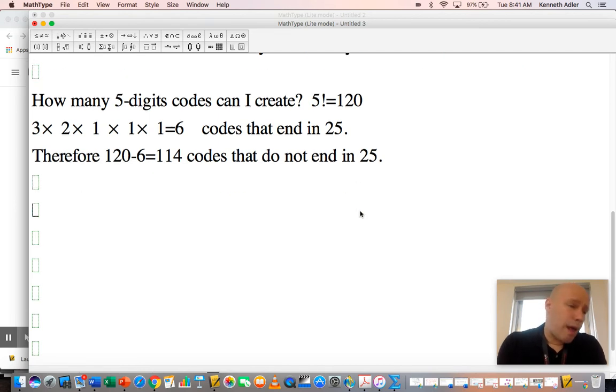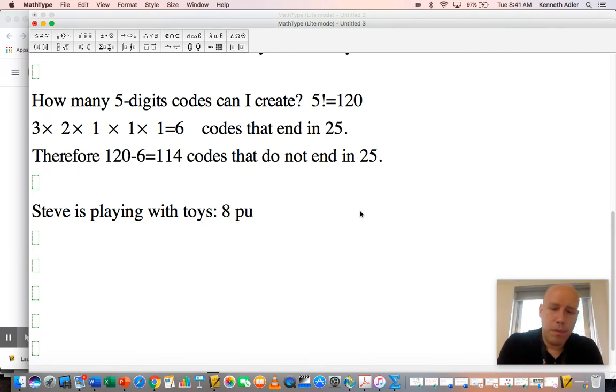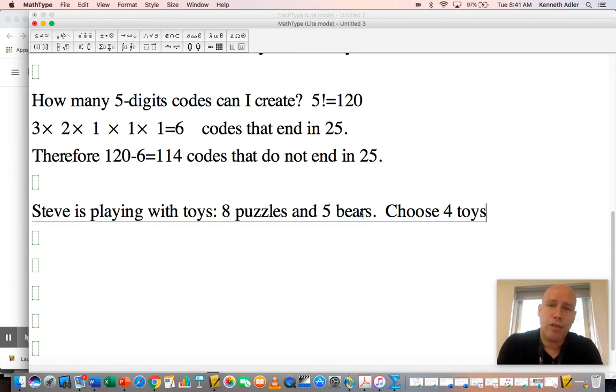Okay? And then the last problem is more like choosing things. So the problem is in the book. There's a kid. Let's call him John. I think they have another name. And no, let's call him Steve. So let's see that Steve is playing with his toys. There's 8 puzzles because he likes to play with puzzles, and there's 5 bears. He likes to play with bears. He's a weird kid. And the idea is you have to choose 4 toys.